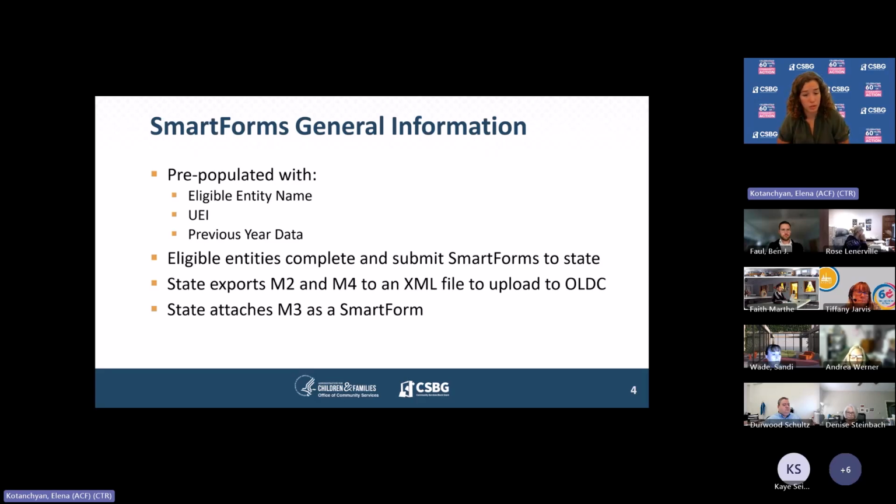It's optional, very encouraged, and I know that North Dakota submitted a couple of module 3 submissions, but it's a little different process when it comes to uploading into the online data collection system. It's not exported to XML. And I know that export to XML might sound a little scary, but I'll go over it.